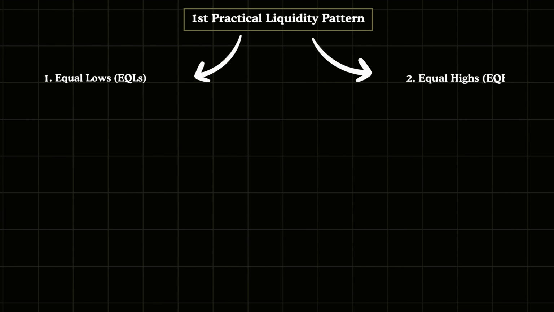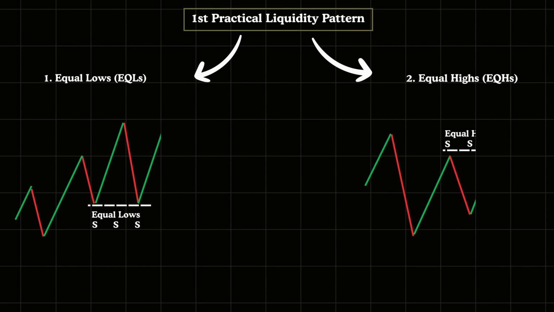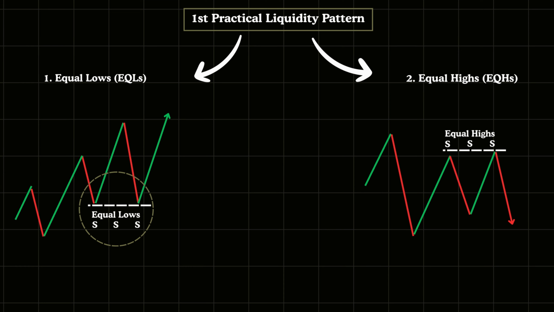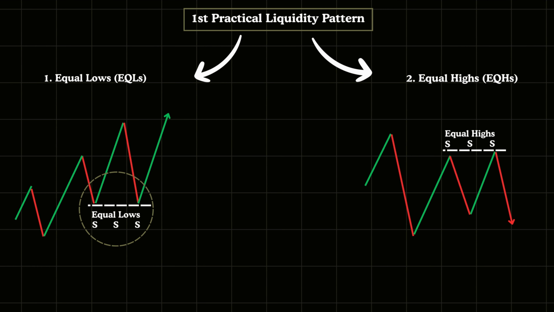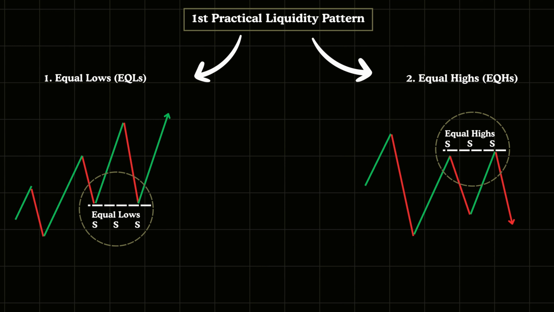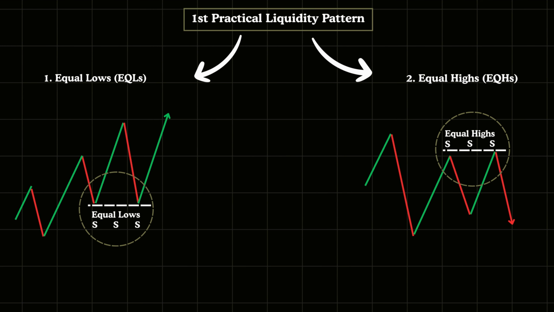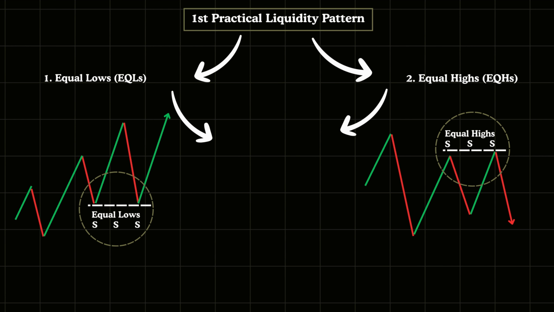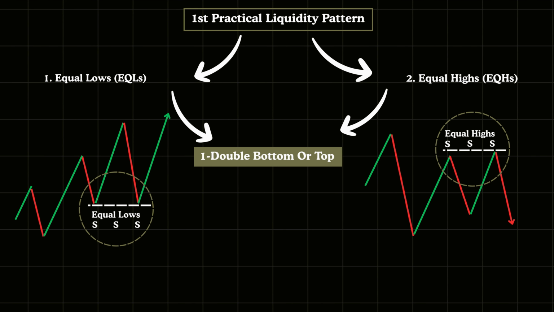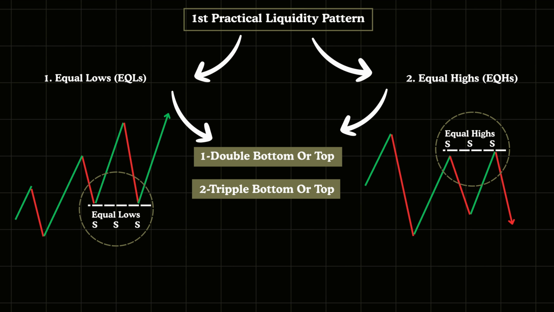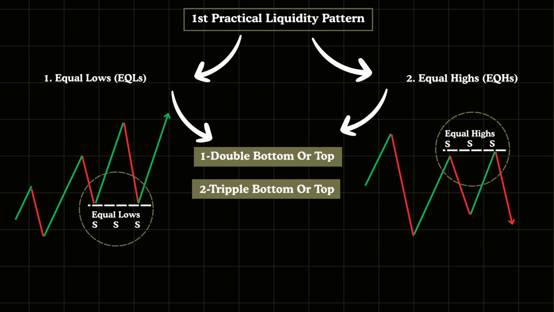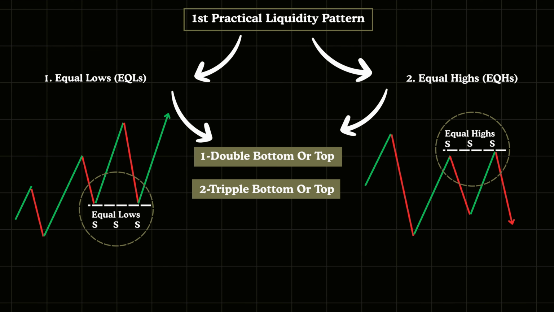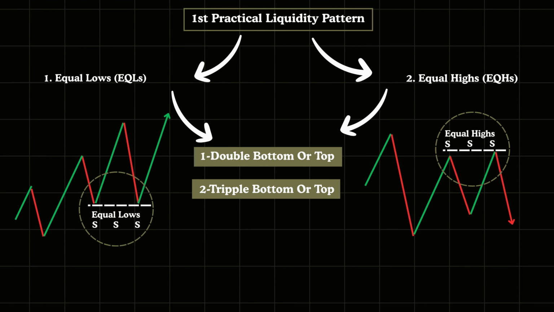and equal highs. As the term suggests, when the price establishes internal lows at the same level, we identify it as an equal low. Similarly, when the price forms internal highs at the same level, it's recognized as an equal high. Equal lows and equal highs fall into two distinct categories: double bottom or double top and triple bottom or triple top patterns. Now let's delve into the specifics of each pattern and explore the psychology behind their formation within the market. Let's begin with the bullish.